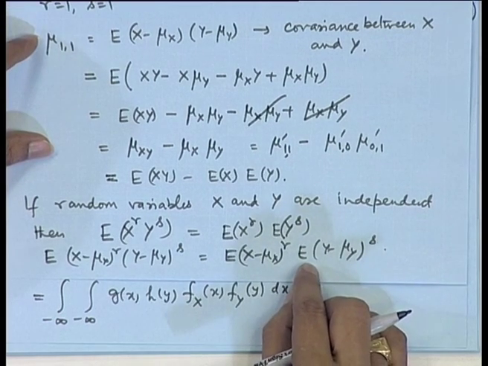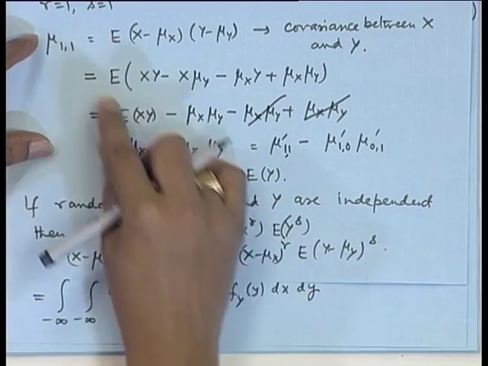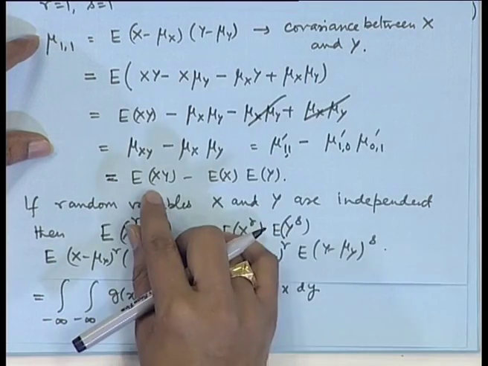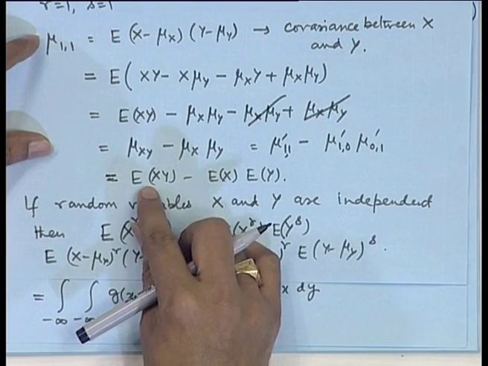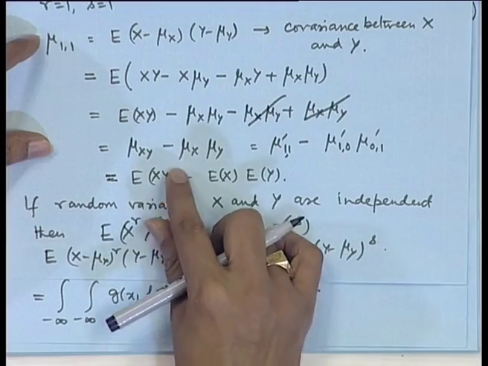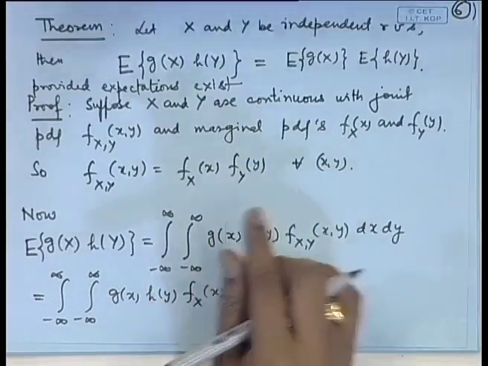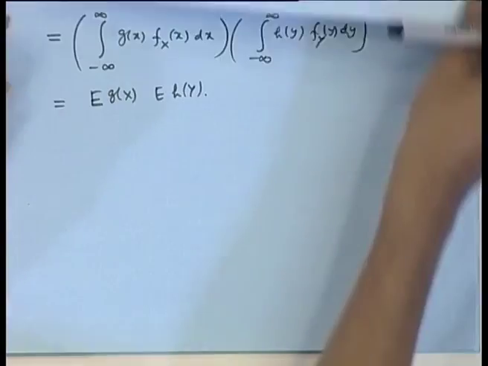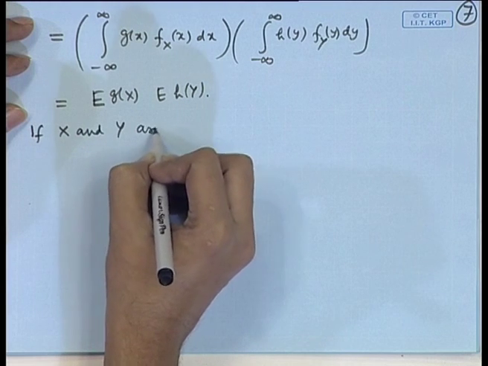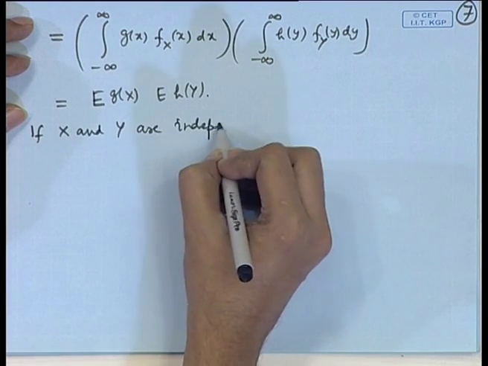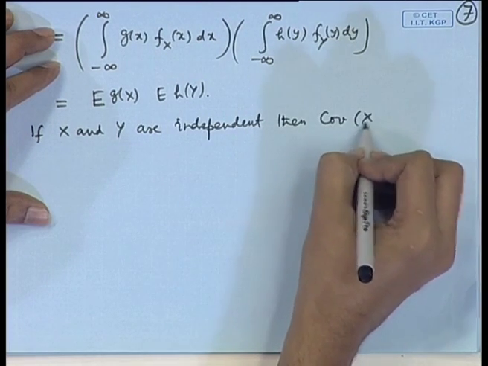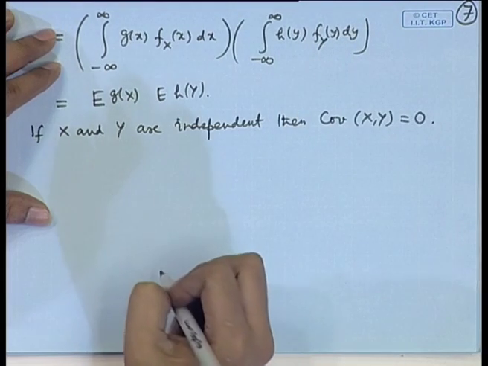Now, if we make use of this condition on the first central product moment, which we call the covariance, then expectation of x into y will be equal to expectation x into expectation y, and therefore, the covariance term will become 0. So, we have the consequence of this above theorem, that if x and y are independent, then covariance of x and y is 0.